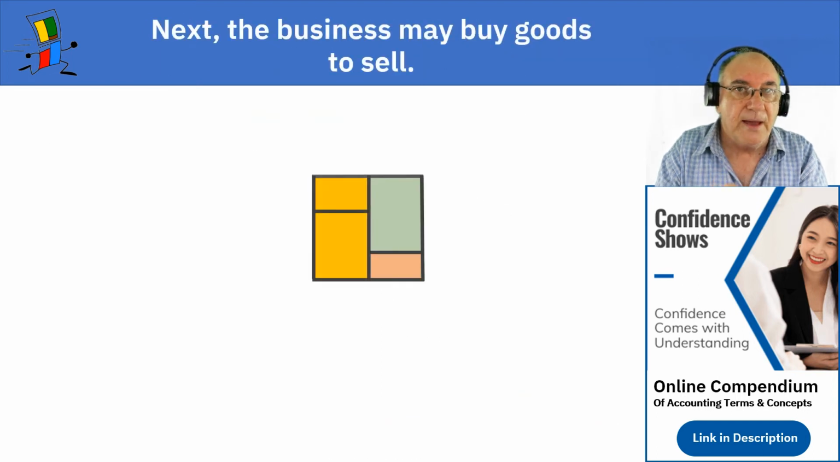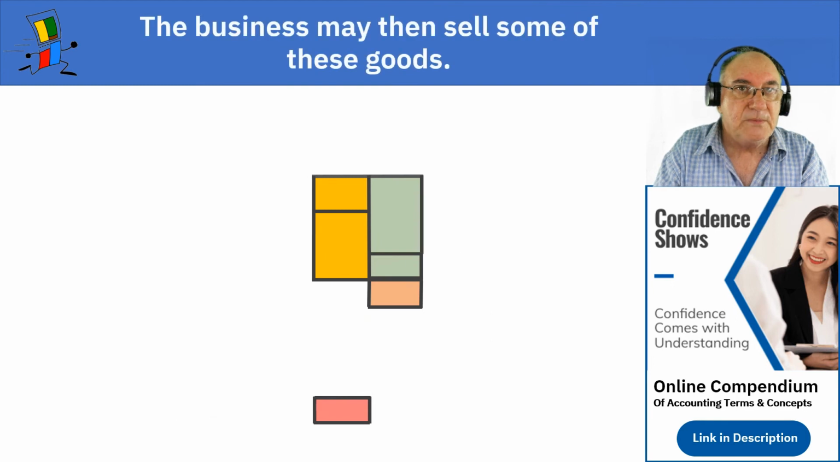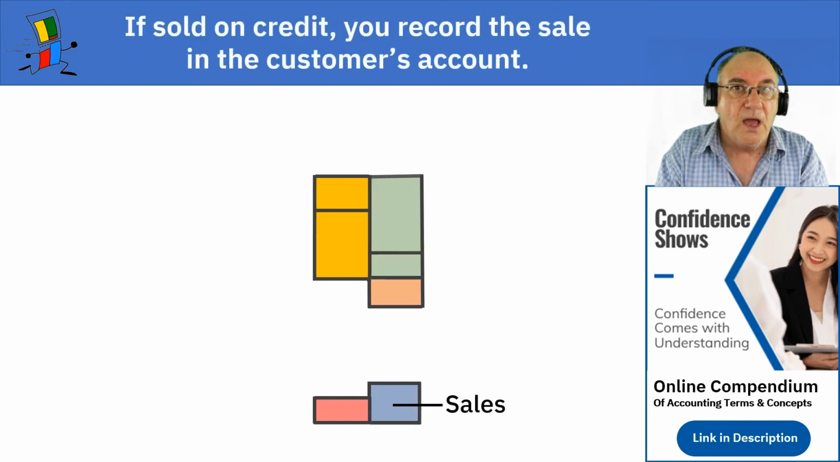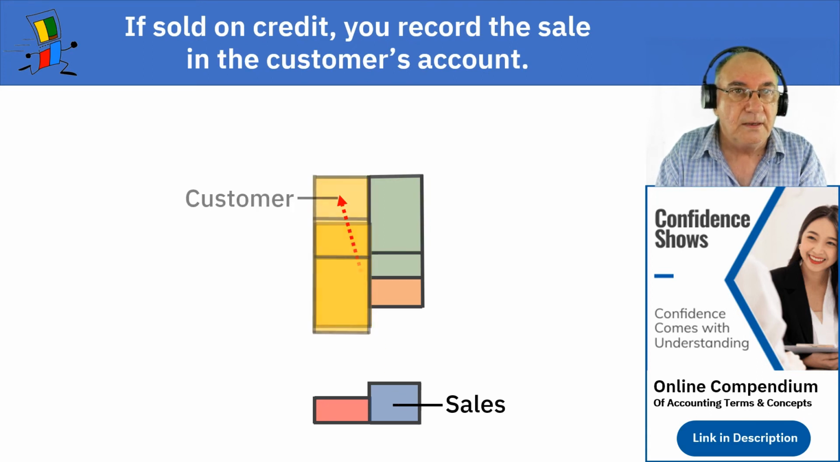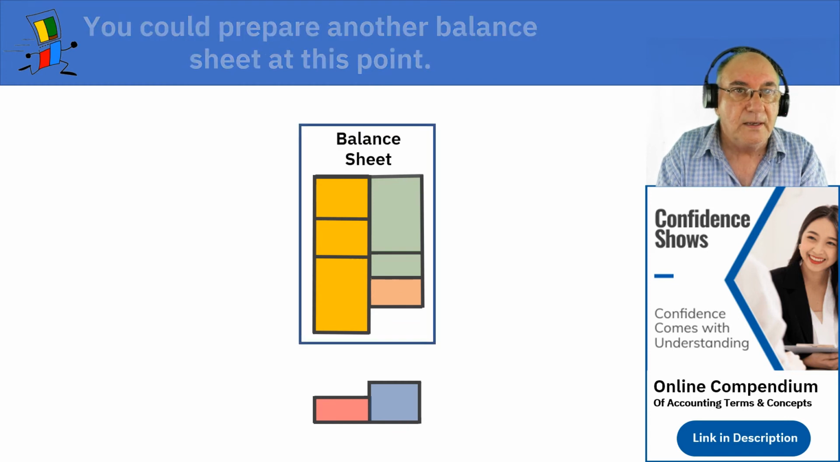Next, the business owner may buy goods to sell. If purchased on credit, the goods would come from a supplier. The business may then sell some of these goods. If sold on credit, you record the sale in the customer's account. You could prepare yet another balance sheet at this point.